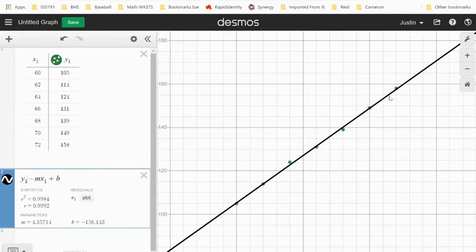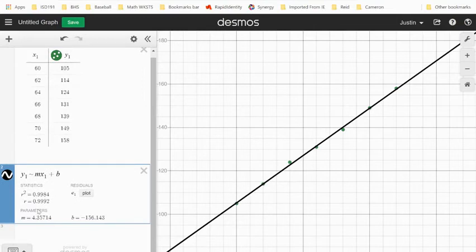It gives you a nice line of fit. We can see how nicely it matches our green dots, our data, and then it gives us everything we need to know here: our R value, not R squared, we don't really care about that. We care about just the regular R, is 0.9992. That is extremely close to 1.0. So this is a very, very strong positive correlation.